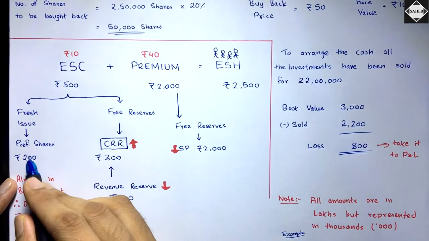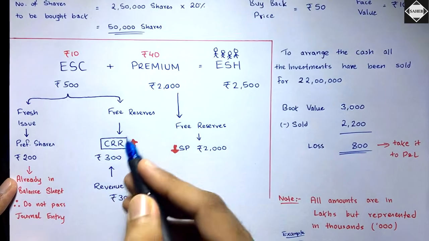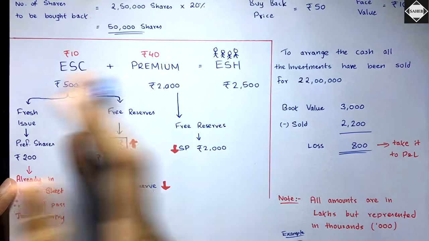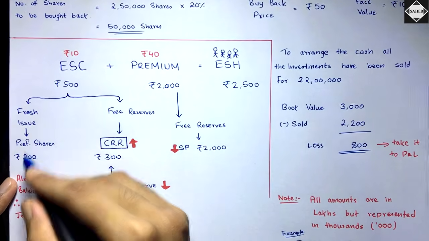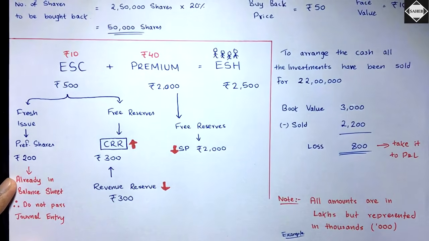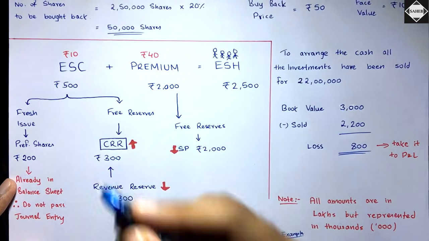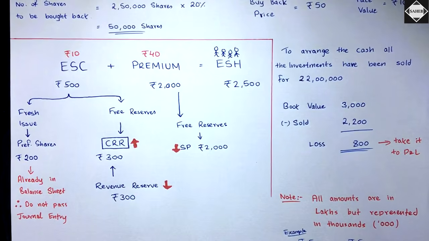If 2 lakh is replaced by preference shares, the remaining has to come out of CRR. Yes, we have to create CRR. The remaining balancing figure, 3 lakh, we have to create as CRR. If 2 lakh has been replaced out of 5 lakh, the remaining 3 lakh will be replaced by CRR. So CRR will be created, and this has to be credited. If you want to record the reserves, you have to credit the reserve.